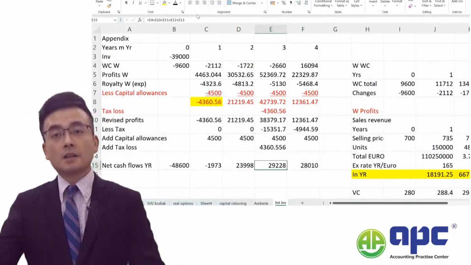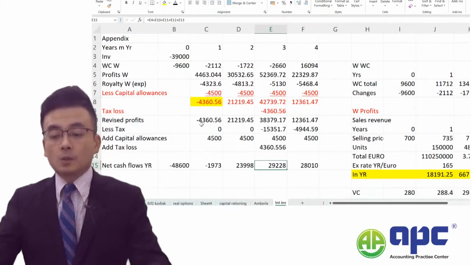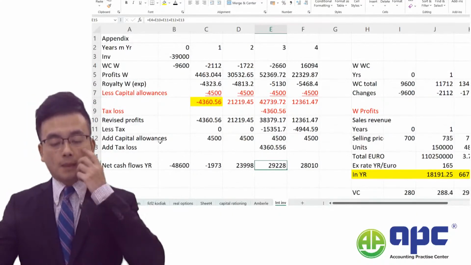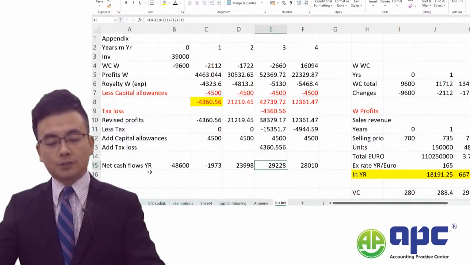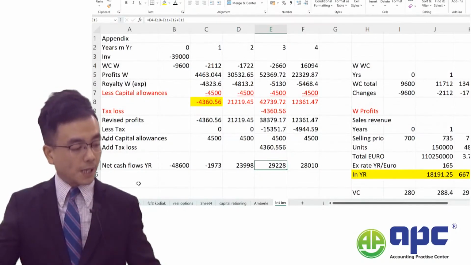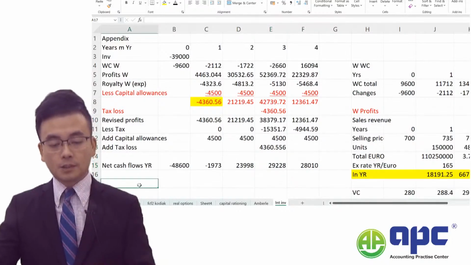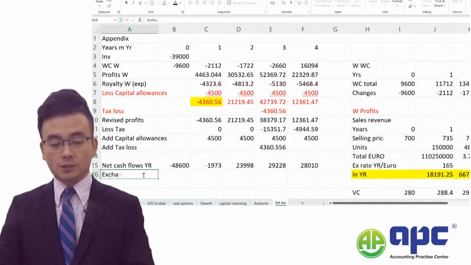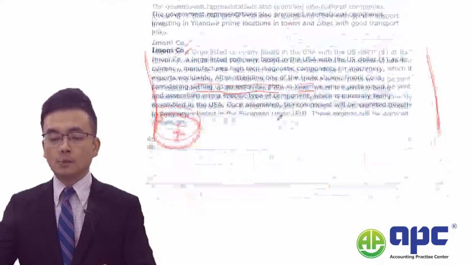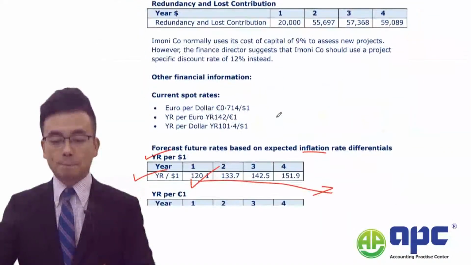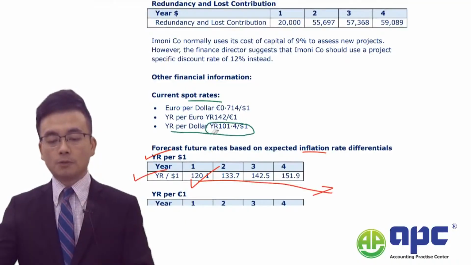All right, okay then. Now, of course, once we've finished the first top half of the foreign project's cash flows, now we need to bring this back to our home country. So that's why, related to the exchange rate, we need to convert that into USD. From YR to the USD, the current spot rate is 101.4.